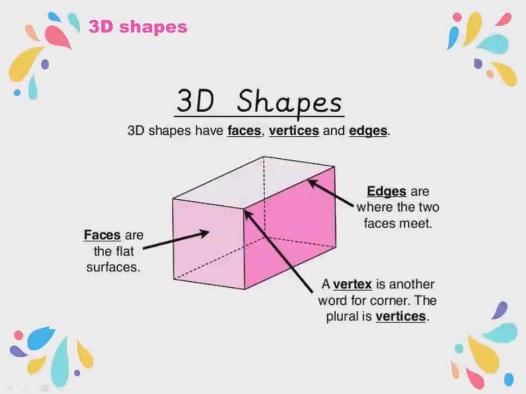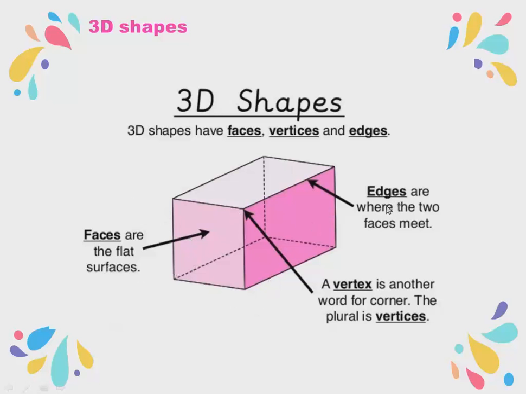Now 3D shapes have faces, vertices and edges. Okay children, just now I told you vertices means nothing but corners. A corner is also called a vertex. Now this is a 3D shape because it is having height also: length, width and height. Faces are the flat surfaces which you can see. So how many faces will be there? 6 faces will be there.